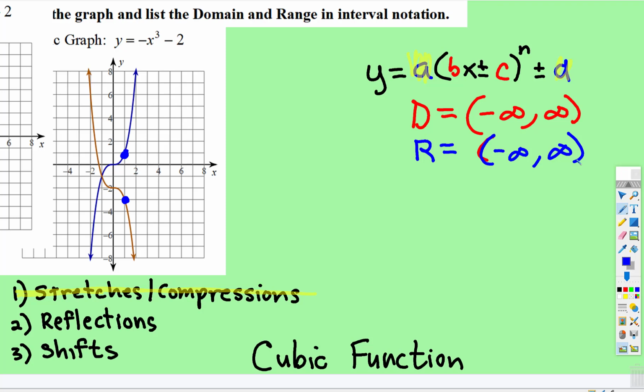Notice, regardless of how it's changed, the domain and range of polynomial functions to the odd degree should always be -infinity to +infinity. Okay, that's it for cubic functions.